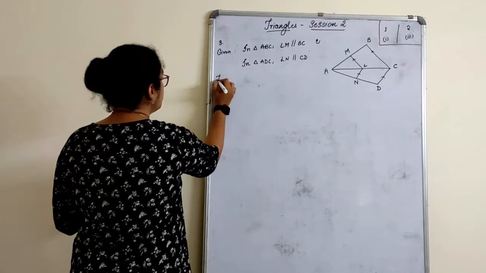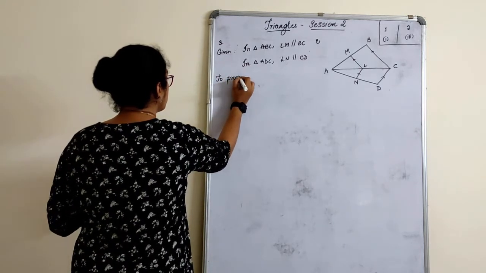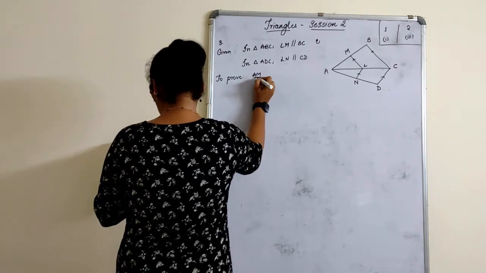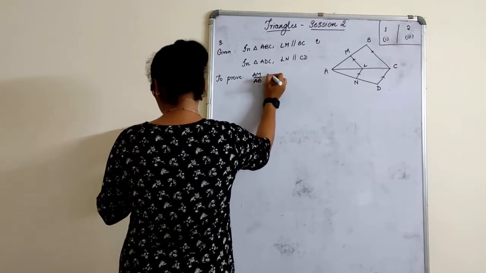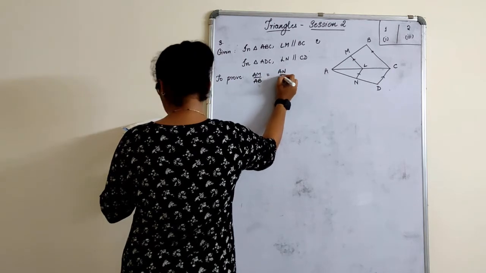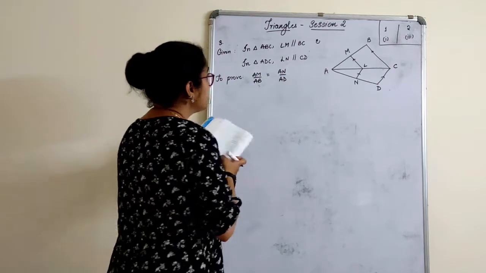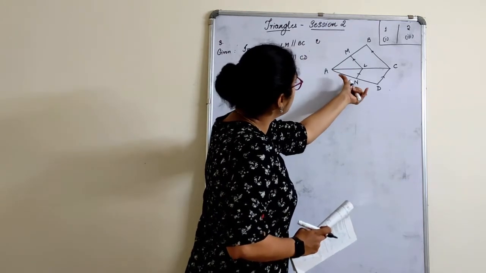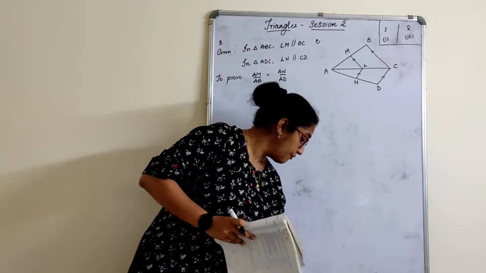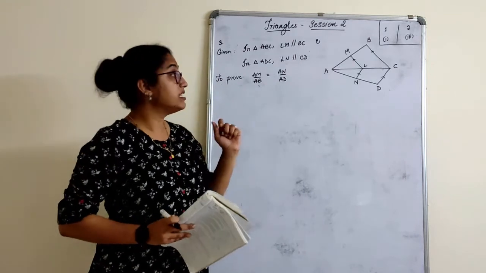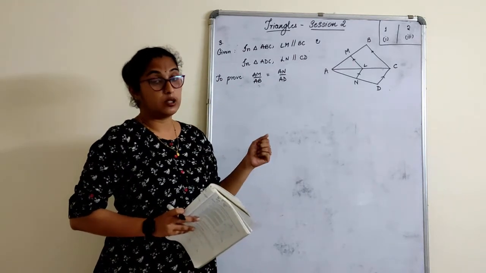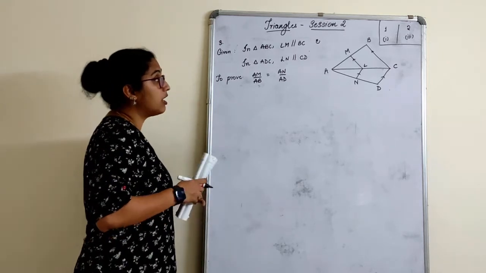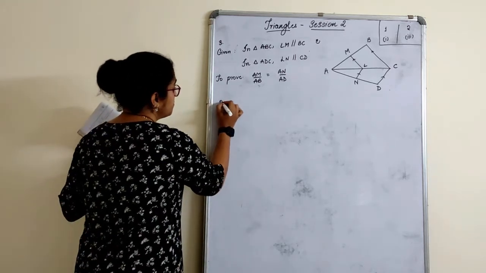What we have to prove? To prove: AM upon AB is equal to AN upon AD. See here, we have to prove AM upon AB is equal to AN upon AD. That is something we have to prove, part by whole. This we have already done in the corollary. We can do that, but we cannot apply it directly. We have to prove it. So let's see how to do the proof.